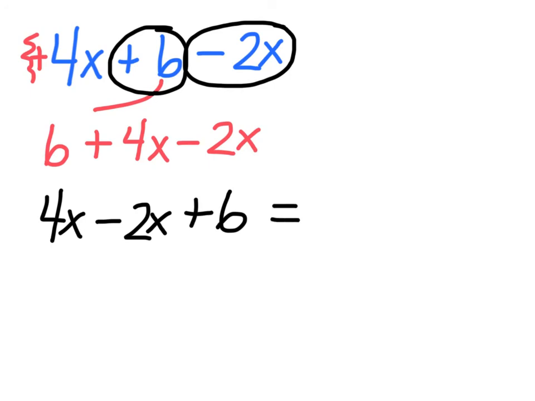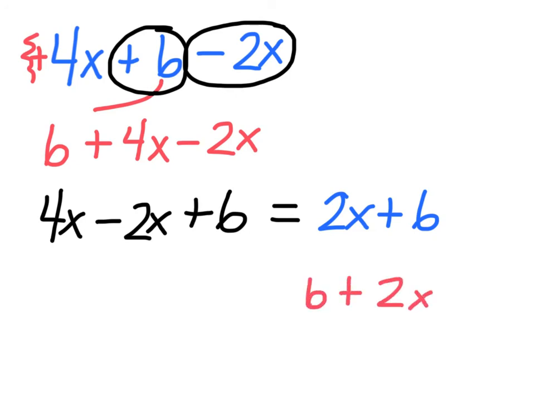Okay, now let's evaluate. 4x's minus 2x's would give us 2x's plus 6. So the simplified version of 4x plus 6 minus 2x is 2x plus 6. Or you could also write it as 6 plus 2x. Doesn't matter. The commutative property of addition tells us it can go in either order. Let's close out this chapter with 4 practice problems for you to try.